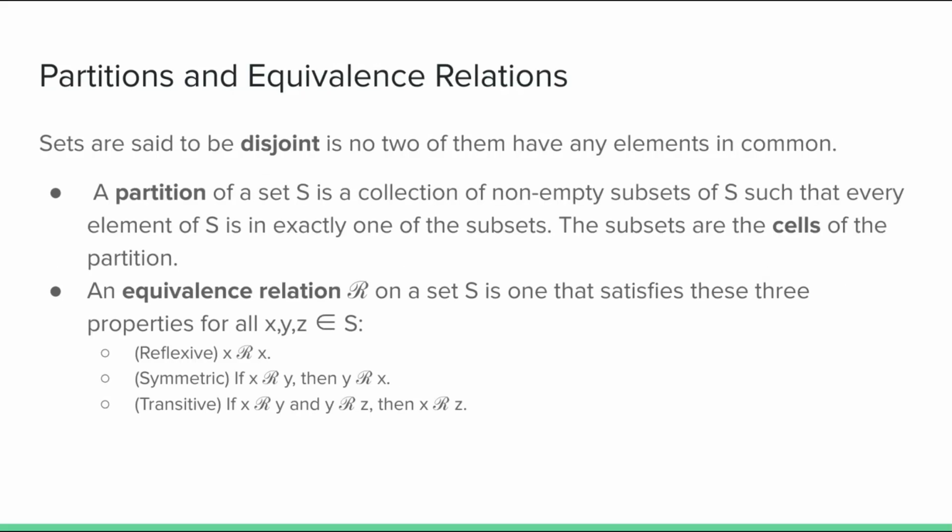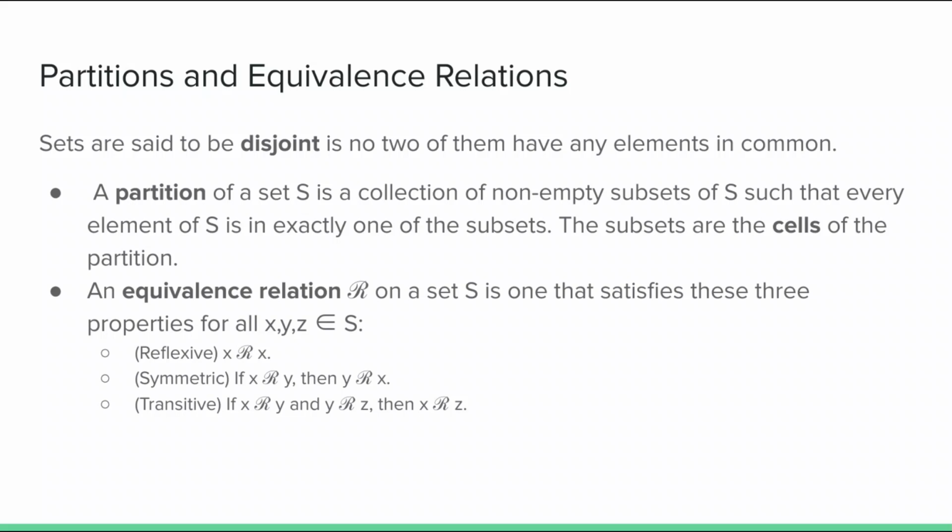Apologies. Partitions and equivalence relations. So we have sets, and let's say we have multiple different sets. Sets are said to be disjoint if two of them have no element in common, so there's no overlap of elements. So you can have {1, 2, 3} and you can have {4, 5}. Two different sets, nothing overlaps, so they are disjoint.